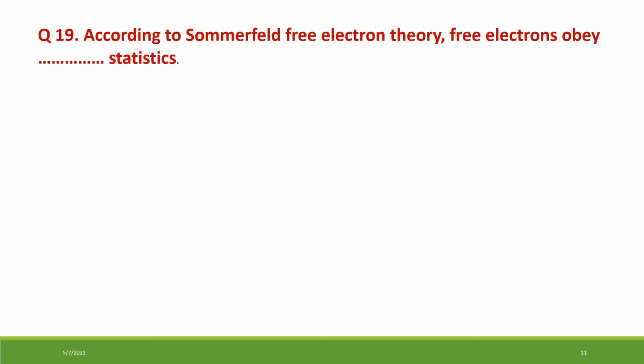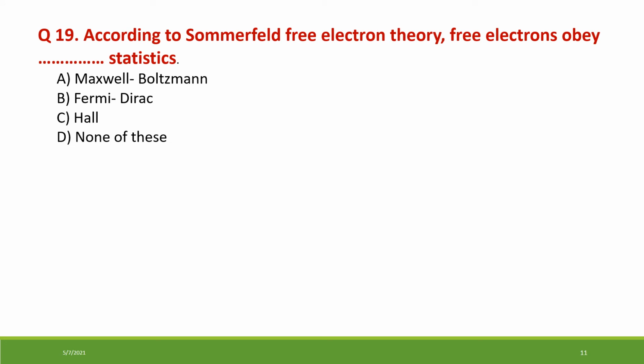Question 19 is, according to Sommerfeld free electron theory, free electrons obey dash dash statistics. Our options are A. Maxwell-Boltzmann, B. Fermi-Dirac, C. Hall, and D. none of these. The correct option is, according to Sommerfeld free electron theory, free electrons obey Fermi-Dirac statistics. So this is one of the assumptions of Sommerfeld free electron theory.